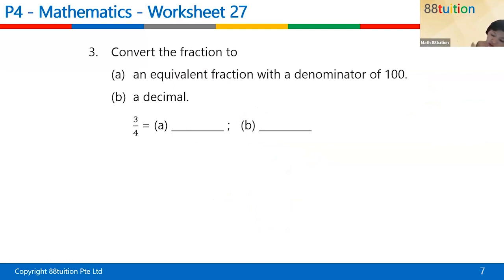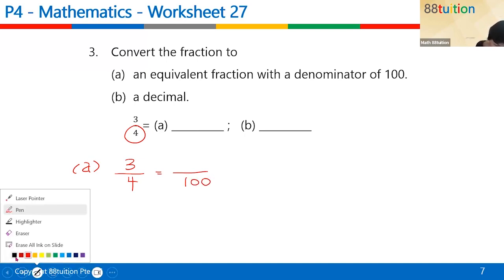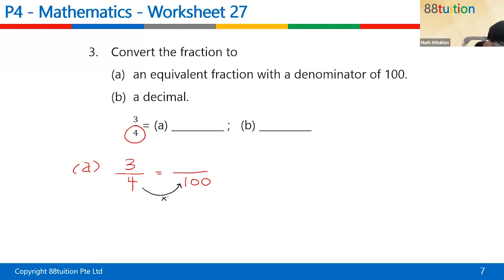Convert to an equivalent fraction with a denominator of 100. Oh, with a denominator of 100. So let's do this. For part A, what they gave you was 3/4. How to make it into 100? Remember, previous time I gave you something called a standard table. You must multiply this by 25 to get to 100. Multiply by 25, you should get 75 over 100. Because they want it to be a denominator of 100.